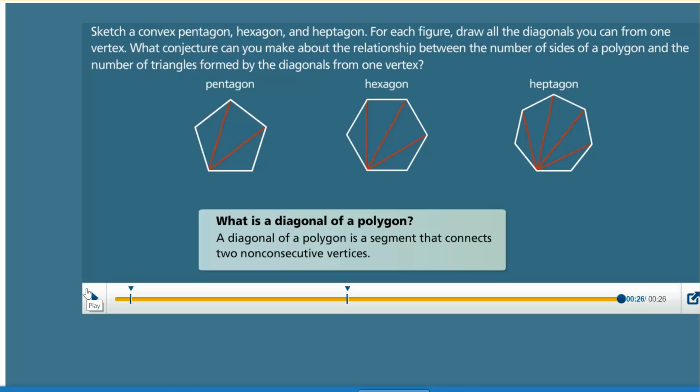Okay, so in the pentagon, there were 2 diagonals, 1, 2. In a hexagon, there were 3, so we're connecting this vertex with the non-consecutive vertices. Now this one's already connected, it's one of the sides. So the red lines are the diagonals. A heptagon, there's 1, 2, 3, 4 diagonals. So let's keep going.